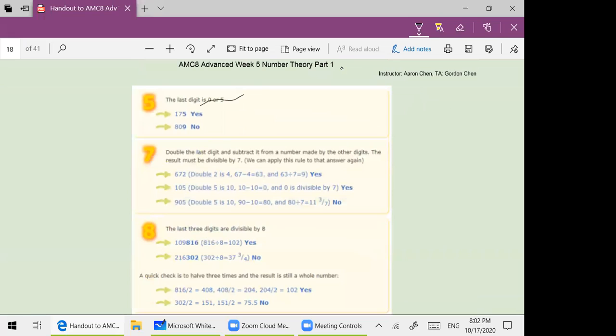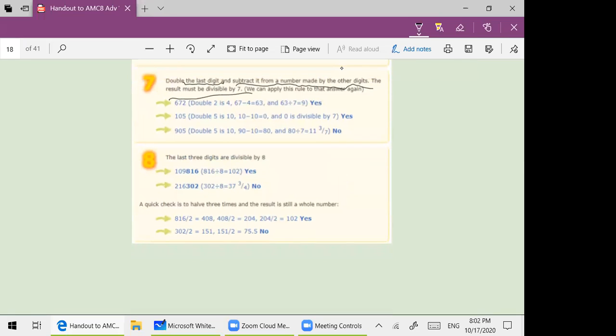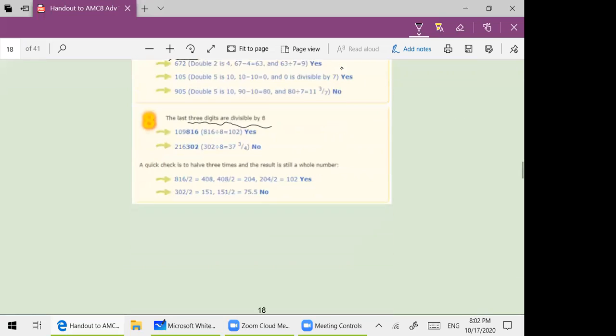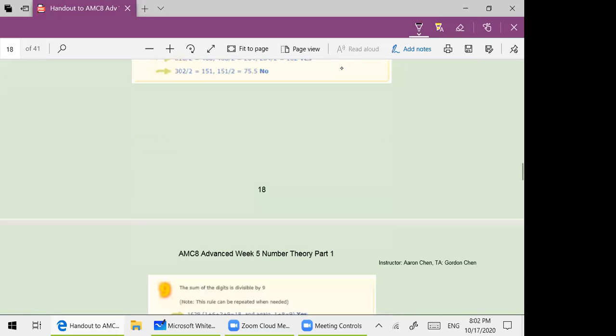The divisibility rule for 7 is a lot stranger than most of the rest. You double the last digit, and then you subtract it from the number that remains when you took out the last digit. And the result must be divisible by 7 if the initial number was divisible by 7. For 8, the last three digits are divisible by 8. And similarly to the 4 case, it's because 8 is a factor of 1000.